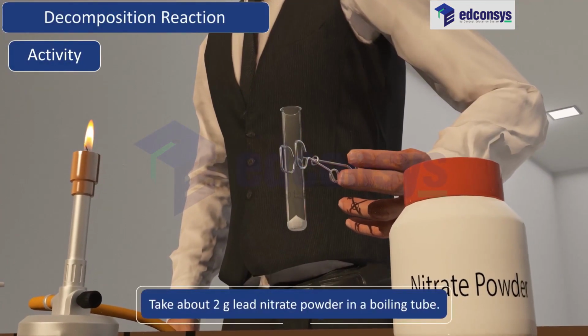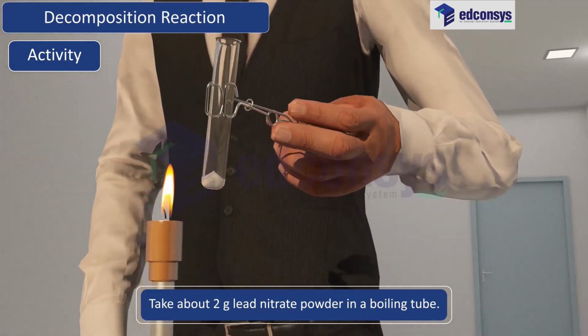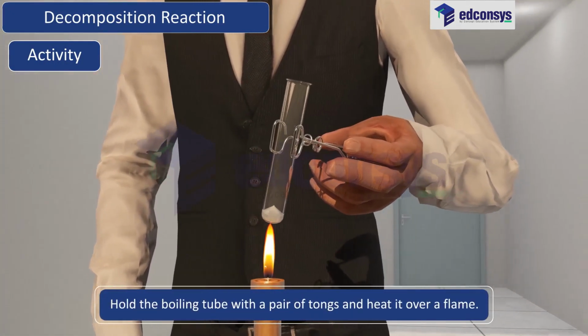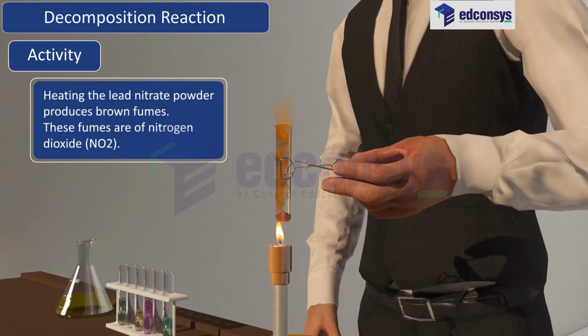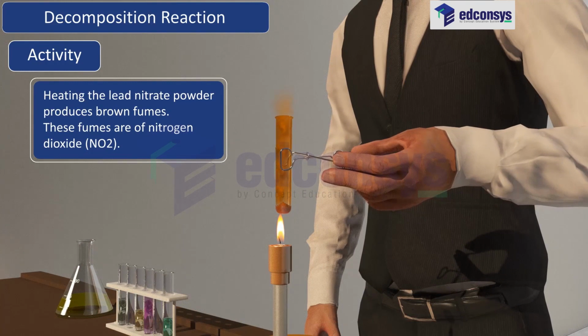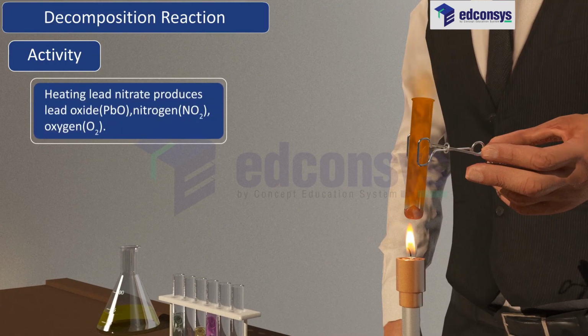Activity: take about 2 grams of lead nitrate powder in a boiling tube. Hold the boiling tube with a pair of tongs and heat it over a flame. Heating the lead nitrate powder produces brown fumes. These fumes are of nitrogen dioxide. Thus, heating lead nitrate produces lead oxide, nitrogen dioxide and oxygen.